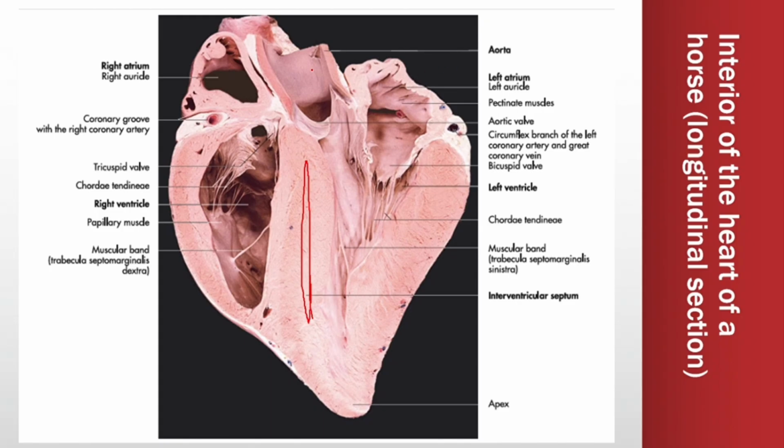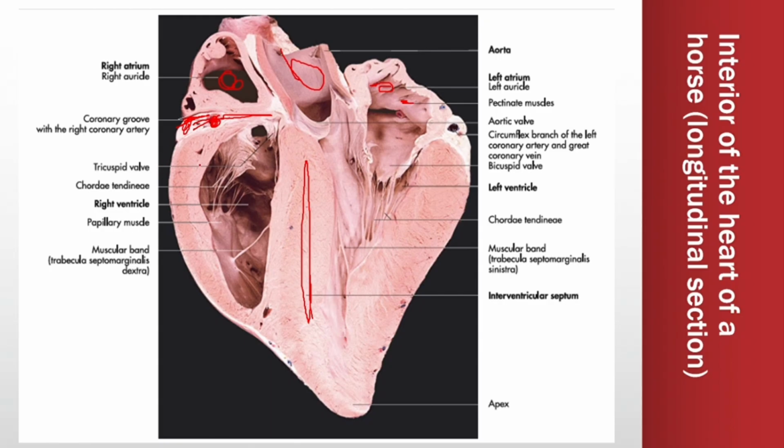So this is the ascending aorta, this side is the right atrium, and this is the left auricle. Right here this is the coronary groove, and this is the coronary artery. This is the right atrium with the right auricle, and this here is the separation between the atrium and ventricles.